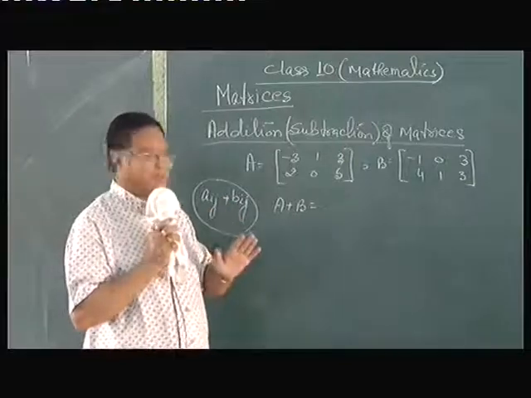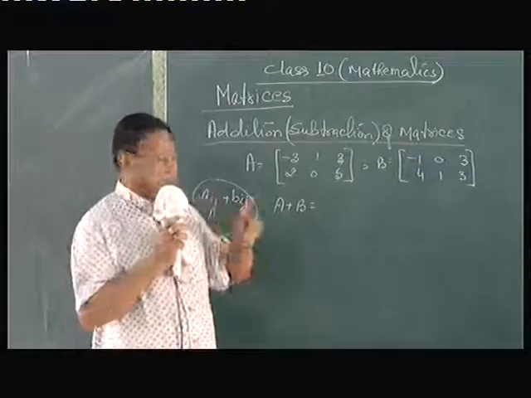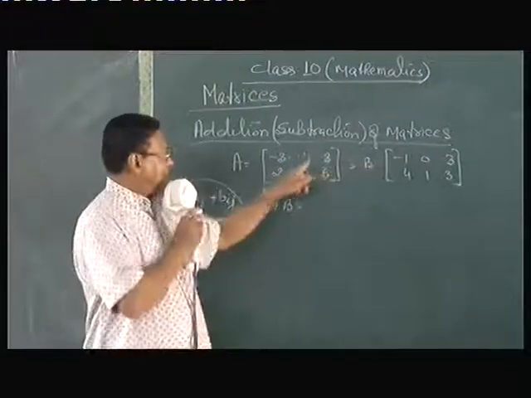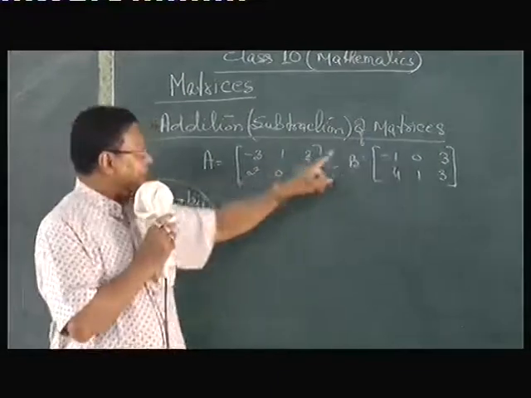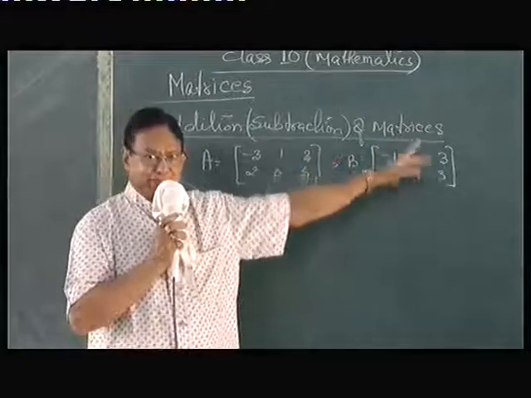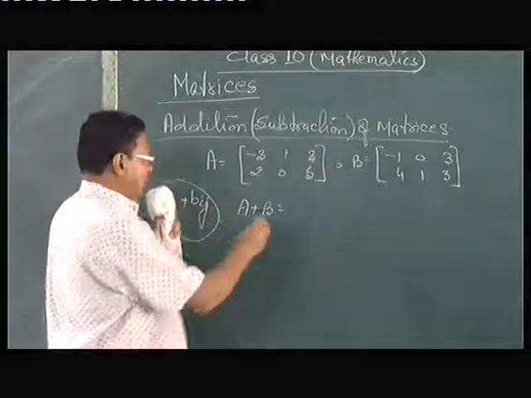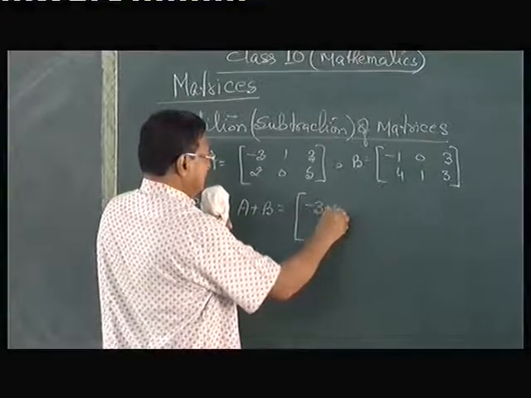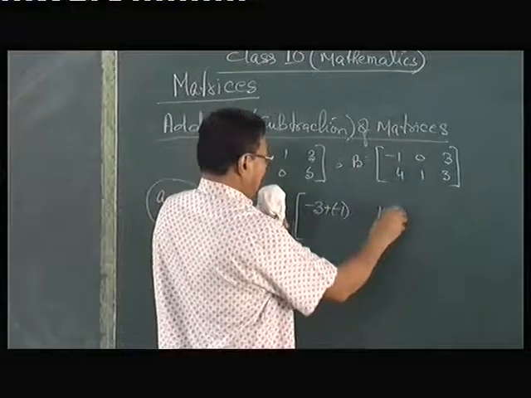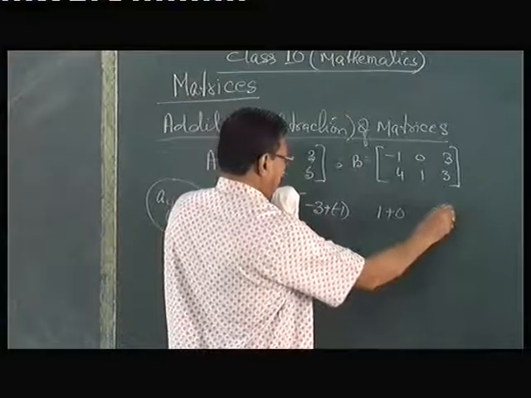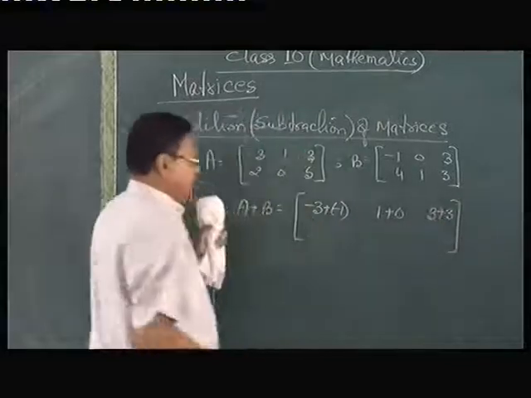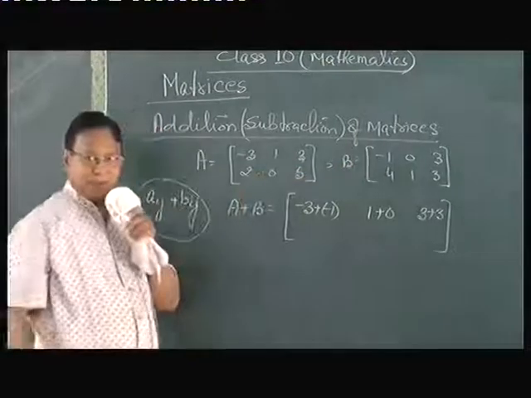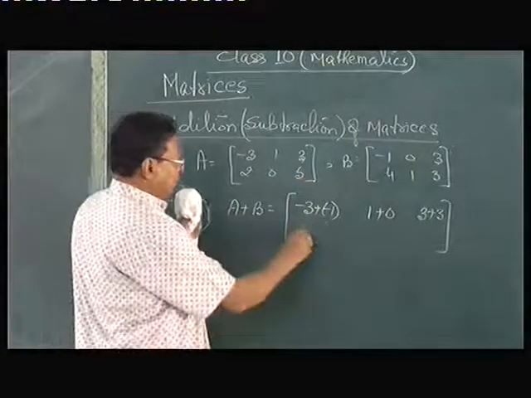What you have to do is, you have to add the corresponding element. That means this will be added to this. This will be added to this. And this will be added to this, and so on. So when adding together, so here the first element added to the first element is that. Second row we do the same thing.